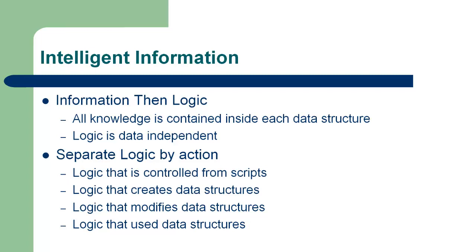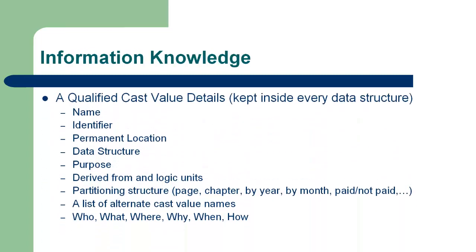But yet we want to isolate the logic so that we can control each of these and know what's going on. So information law, for every piece of knowledge in there, every piece of information, we want a qualified cast value detail. So a cast is, we cast information. We have a set of bytes in a file. So we cast this as a file packet, or whatever you want to call it.